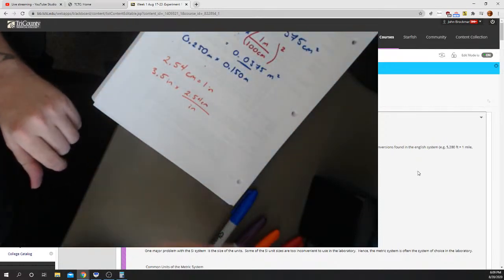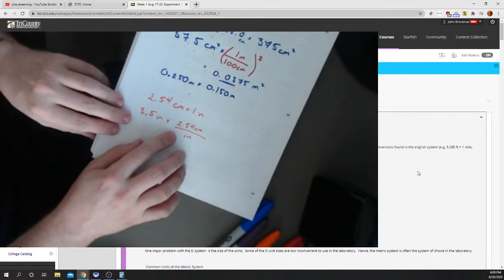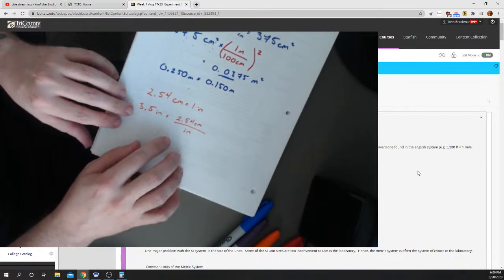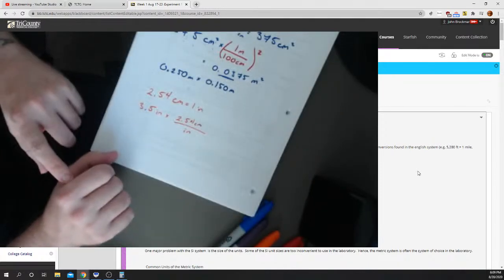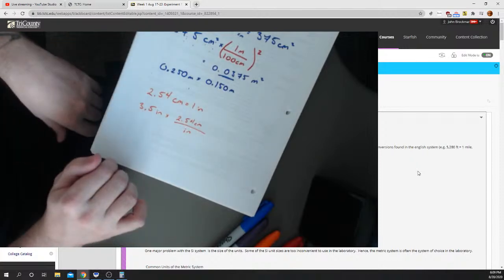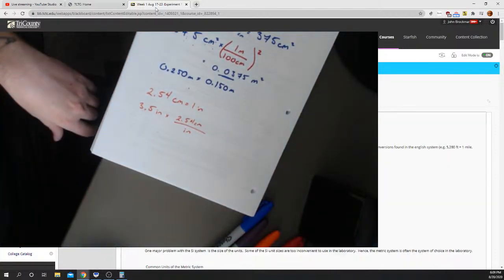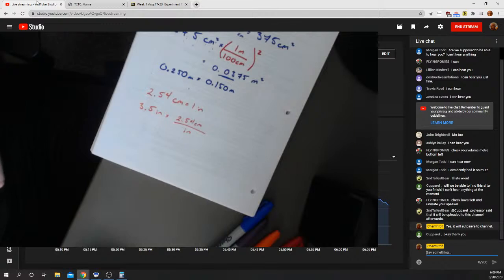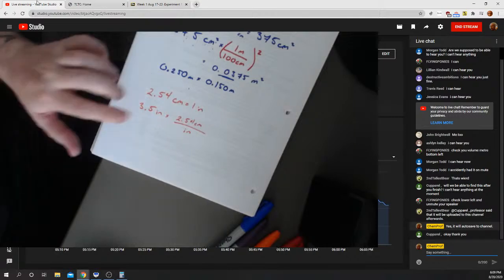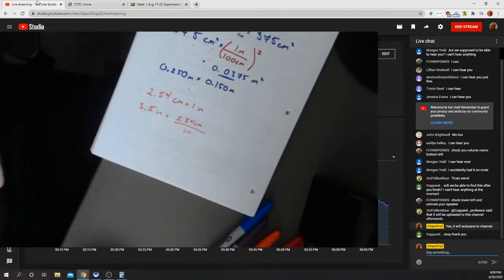They don't expect you to memorize conversion factors to go in between English or imperial and metric, just because it's a real pain. So instead, if they were to ask you that on a test, they would give you that conversion factor. I don't know whether or not they will. That's kind of up in the air.